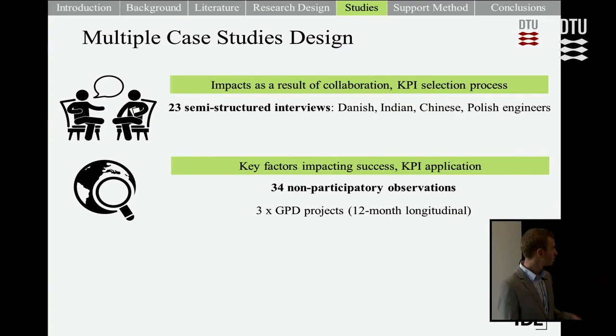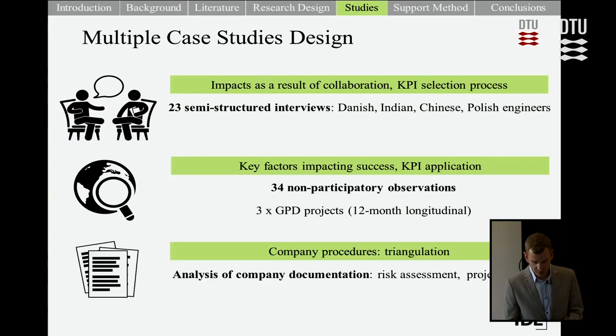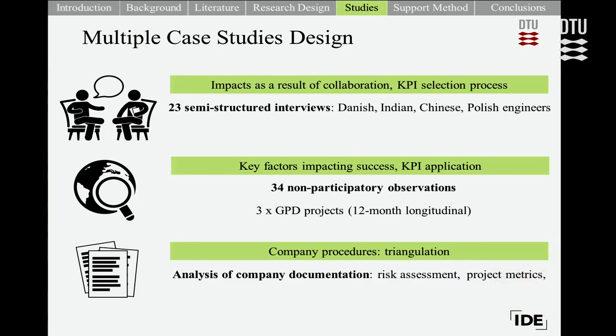The observations: there were 34 non-participatory observations conducted, and these focused on 3 global product development projects at Company A and Company B. And here we looked to investigate some of the key factors impacting success at the project level and also address the issue of using the KPIs in these projects. We kept detailed notes because it was not possible to audio record the observations. And again, we conducted the majority of these online and face-to-face where possible. Furthermore, we analysed company procedures, such as the risk assessments and key project metrics at the company, in order to further validate the results.